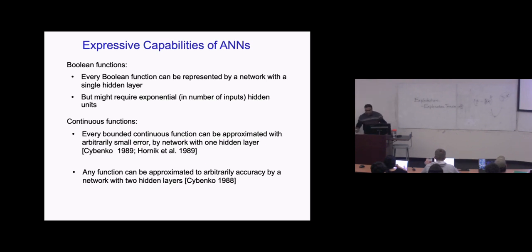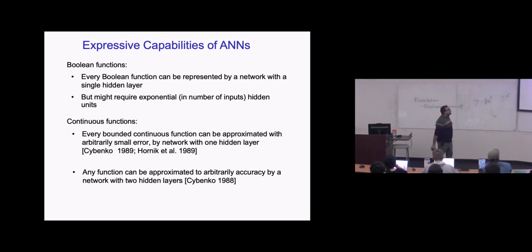So why are neural networks so popular? The reason is they can express anything. We will see some of the arguments behind that, not all of them. But the point is, any Boolean function can be represented by a network with a single hidden layer. We will show with an example how this can be. And for continuous functions, there are papers that try to prove that a bounded continuous function can be approximated with arbitrarily small error by a network with one hidden layer. So one hidden layer is already very powerful.